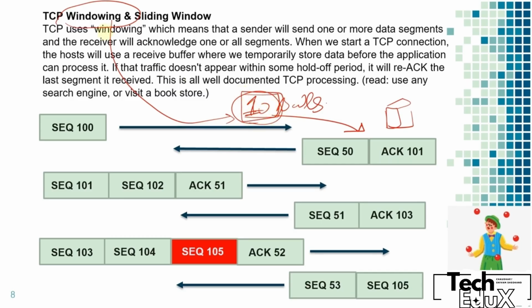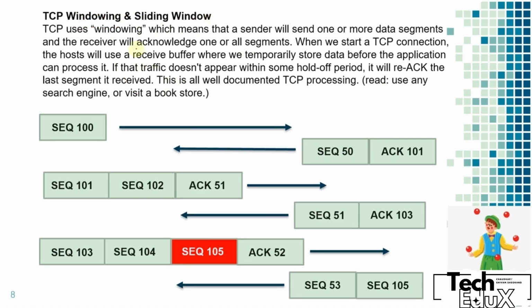So if you want to get more information, kindly search through Google or from any bookstore. And I will recommend, if you are familiar with TCP/IP, this book, TCP/IP Volume 2. We have the PDF format available online. You can download it and study about it. So basically what it is trying to say here is TCP windowing and sliding.